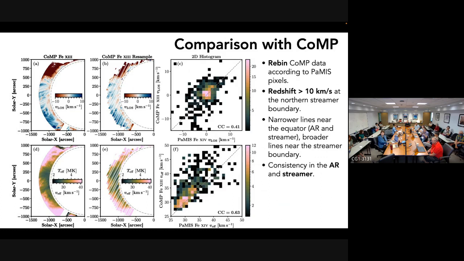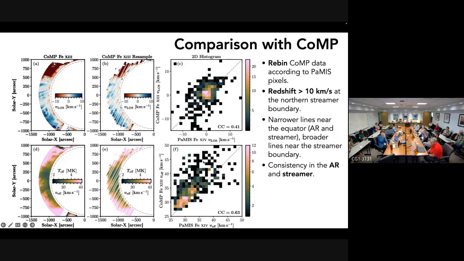It's within the uncertainty of the absolute wavelength calibration of the spectrograph. And for the line widths, we also found some consistency between the CoMP and the spectrograph data. Near the equator, close to the active region and streamers, the lines appear to be narrower, while at the edge of these streamers, the lines appear to be broader.